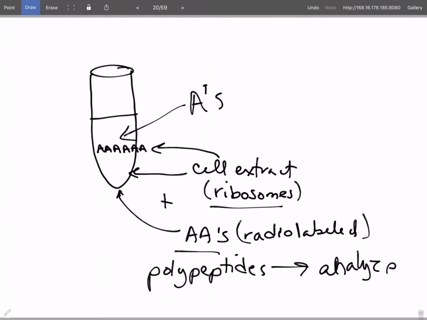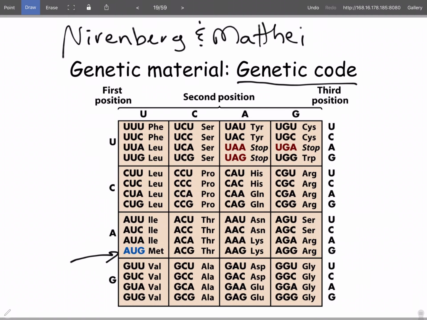And so if we go back to that genetic code, when you add all adenines to a test tube, you get a sequence of AAAAA. What they ended up producing were peptides that were only made of lysine. When they added all C's, they got peptides that were only made of proline. When they added all U's, peptides that were only made of phenylalanine. And when they added all G's, peptides that were only made of glycine. All right? And so they thought, oh, we're on to something, right?